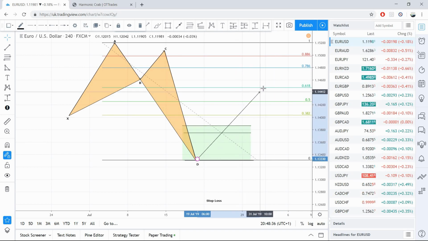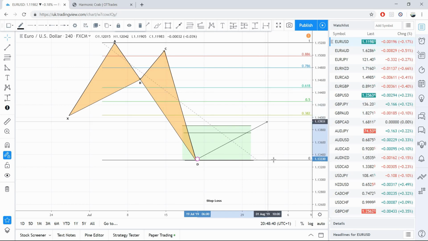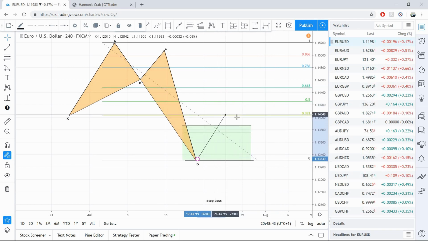Or otherwise, it could continue higher and hit our second targets at the 618 level. So we're either going to make more money or lose nothing. So that's how you should conventionally manage the trade.